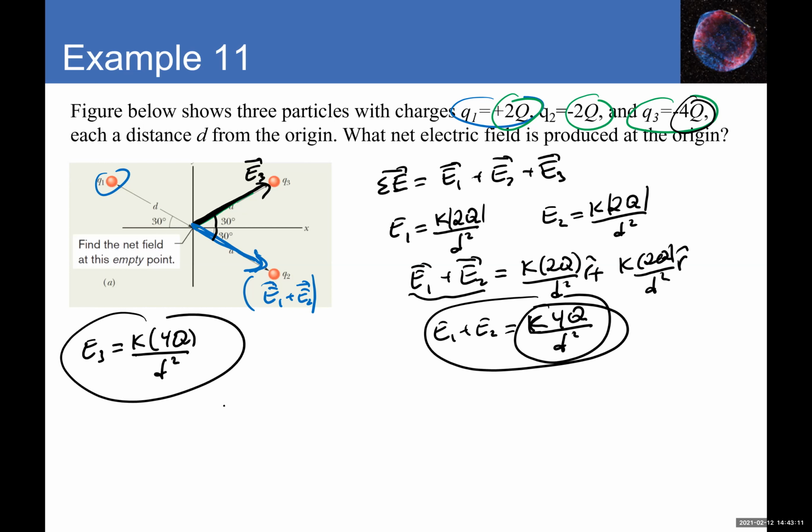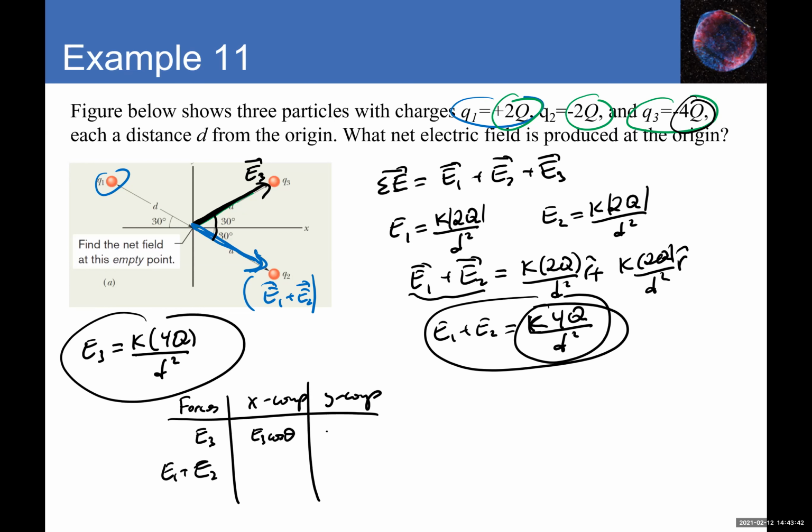That means what I can do here is, let's say, put it in a table like this. These are forces, these are my X components, my Y components. I could just put everything together, right? But I just wanted to show you that sometimes you can just do something like that as well. So here's my E3 and here's my E1 plus E2 combination. So this one here, you can see, is let's say E3 cosine theta. This one E3 sine theta.